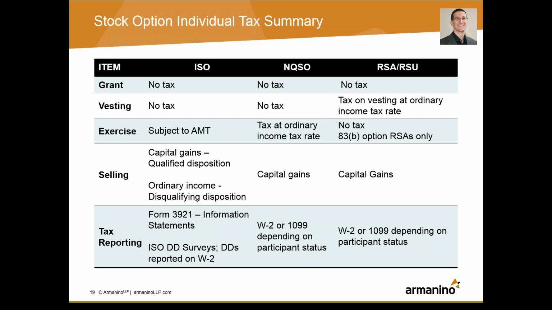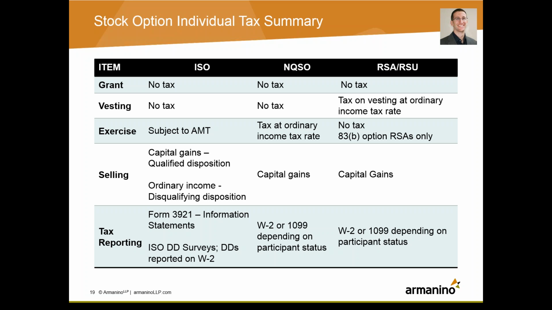And then on the tax reporting side, which is the bulk of the presentation today, remember to do those 3921s, to do the disqualifying disposition surveys, and then for disqualifying dispositions, as we talked about, that income gets reported on the W-2. And just as a reminder, even if somebody has left the company and they do a disqualifying disposition, that's still W-2 income. If they exercise and they were an employee upon that transaction happening, that's still W-2 income.